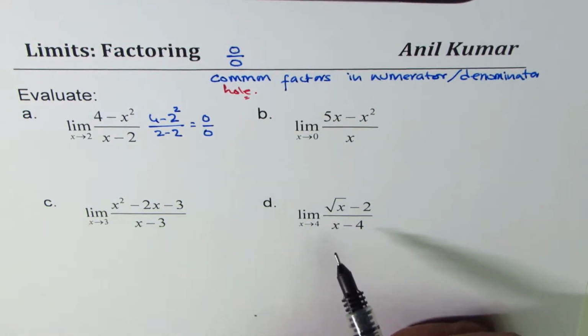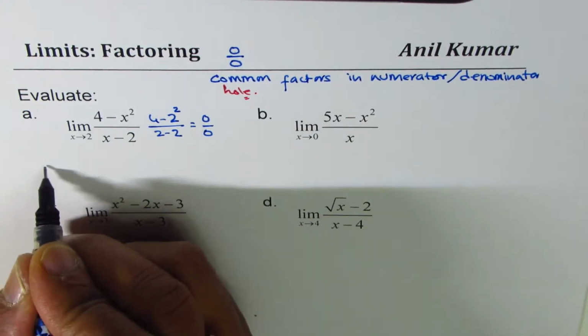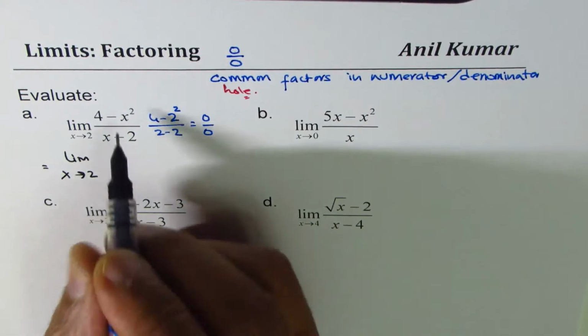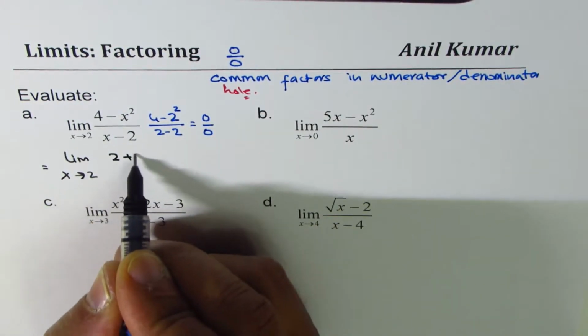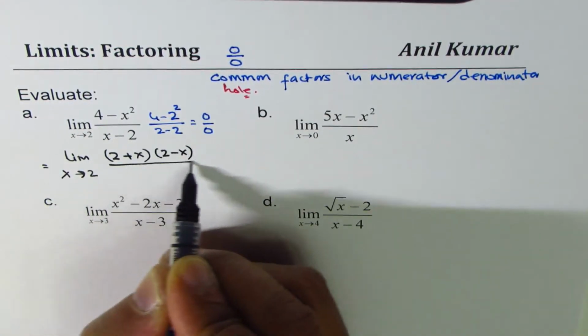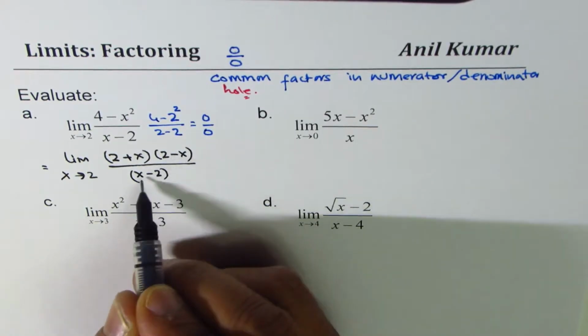Since the strategy is same, I have kept 4 examples in this video. You can always pause the video, answer these questions, and then look into my suggestions, right? So the first one here will be limit x approaches 2, a square minus b square, right? I could write this as 2 plus x times 2 minus x. The denominator is x minus 2, right? Not 2 minus x, right?